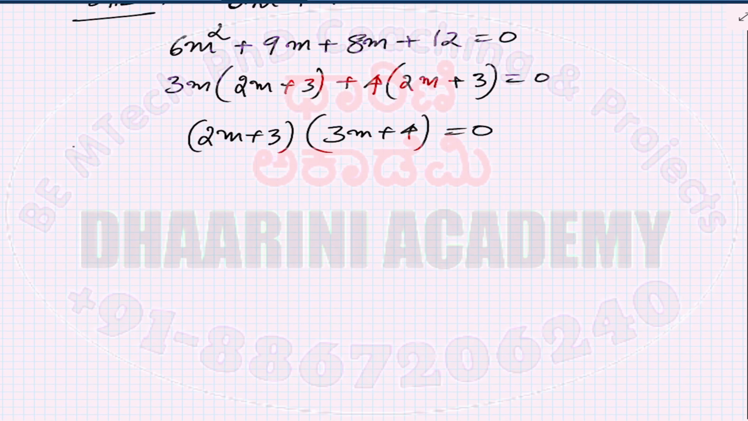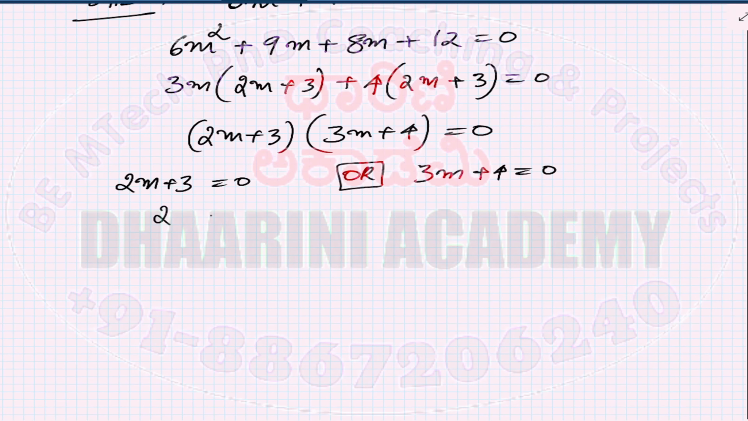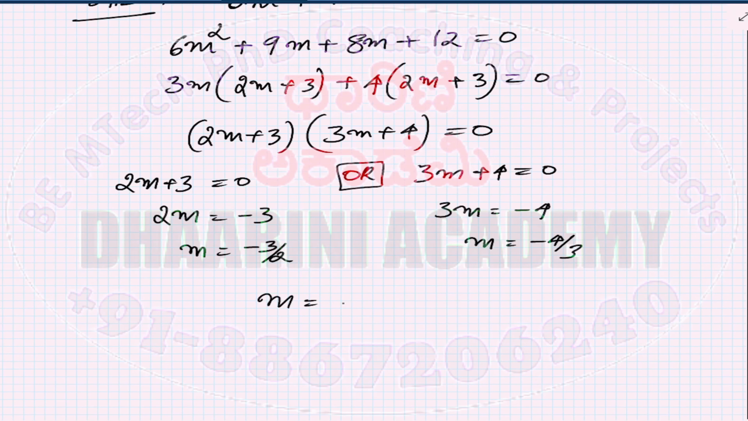Because of this, I can equate either 2m plus 3 equal to 0, or 3m plus 4 equal to 0. So 2m equal to minus 3, so m is equal to minus 3 by 2. This is one answer. Similarly, 3m equal to minus 4, so m is equal to minus 4 by 3. This is the other answer. So the two values of m for this given problem are minus 3 by 2 and minus 4 by 3.